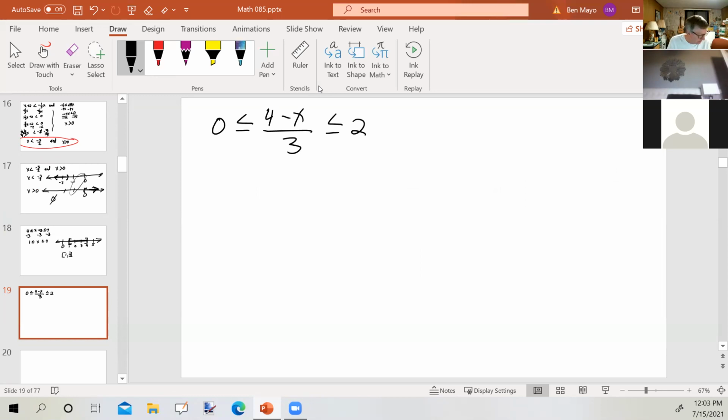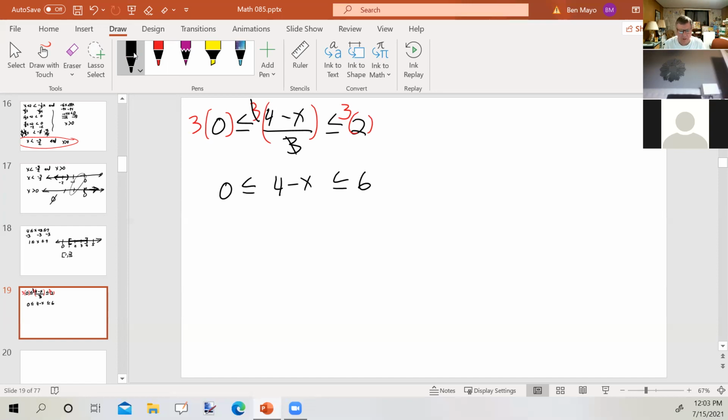Here's another double inequality. Again, the goal here is to get x in the middle. In the middle, I have a denominator of 3. To get rid of that, I'm going to multiply each of the 3 pieces by 3. On the left side, 3 times 0 is 0. In the middle, the 3 outside and the 3 in the denominator reduce out, and 3 times 2 is 6.